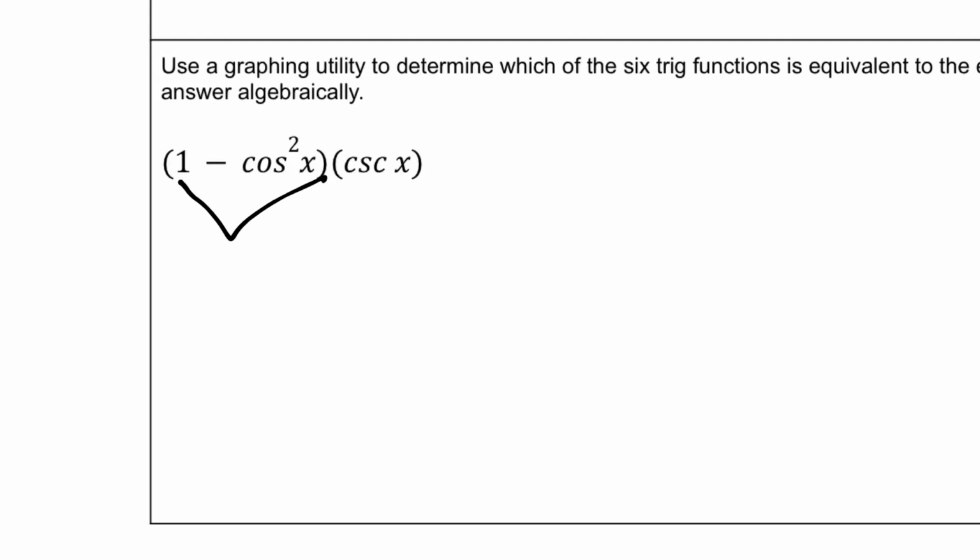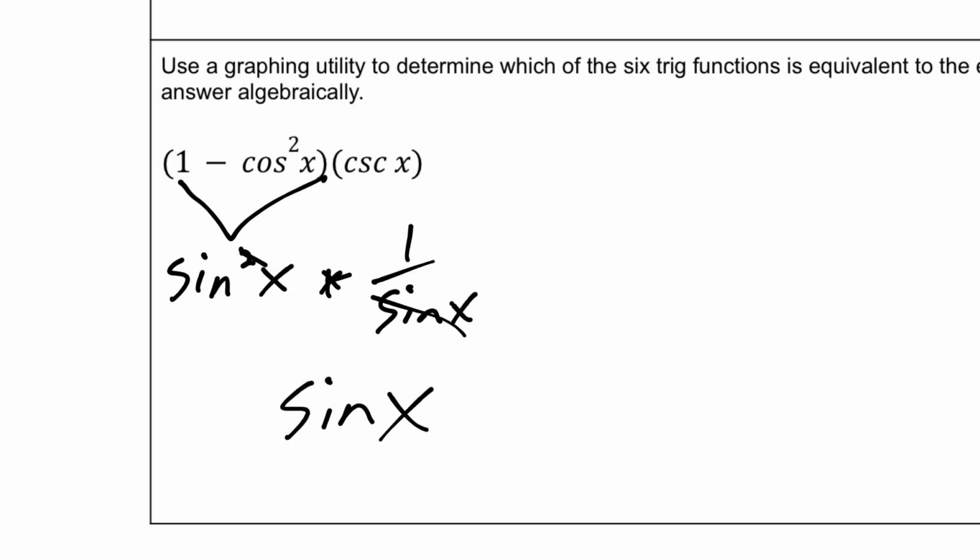Trig identity here on the left, this becomes sine squared x. With cosecant, we flip it, so it's 1 over sine x. So the sine goes away and the 2 goes away, and the answer is sine x.